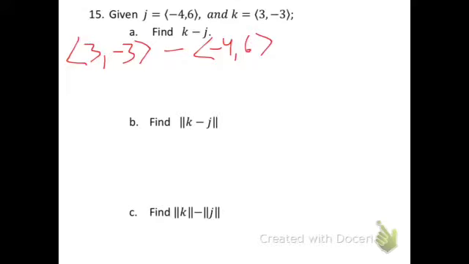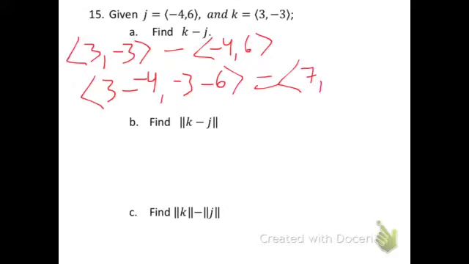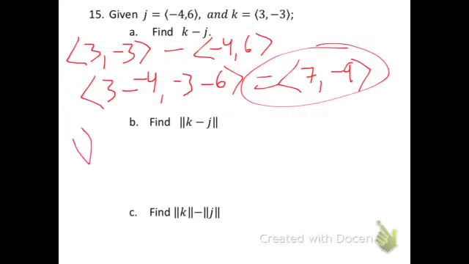And if you want to subtract vectors, you subtract on components. So 3 minus negative 4, and then negative 3 minus 6. 3 minus negative 4 is positive 7. Negative 3 minus 6 is negative 9. So this is k minus j. Well, if you want to get the magnitude of that, you just take the components, square them, combine them together, and then take the square root.